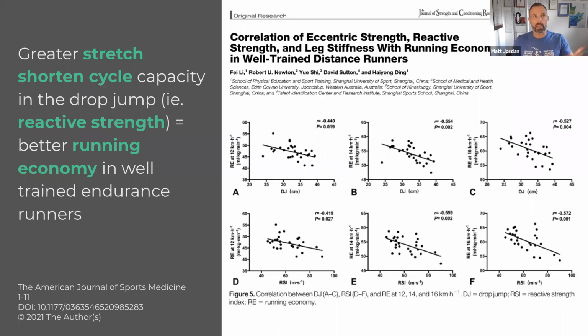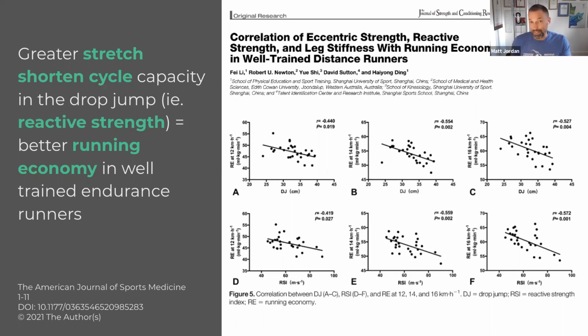So your economy of movement, you can think about it like you're driving down the highway at 120 kilometers an hour in your big Ford F-150 versus in your nice little Prius, right? The Prius is more economical, it burns less fuel. And that's a key thing when it comes to endurance performance.